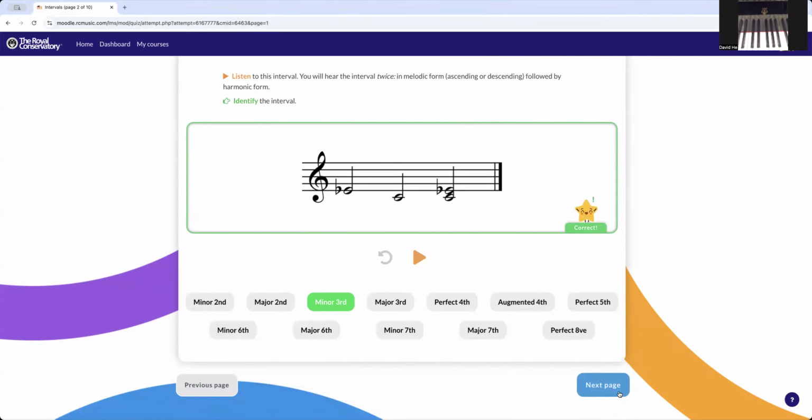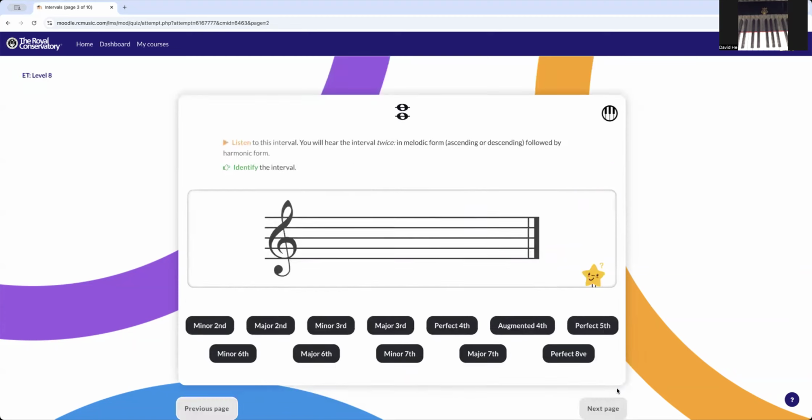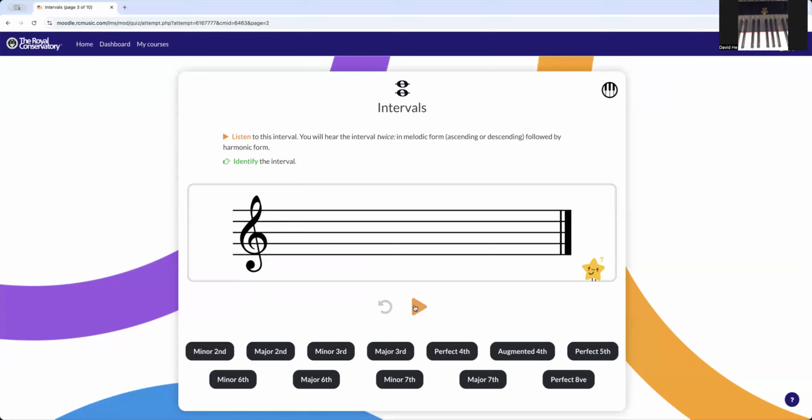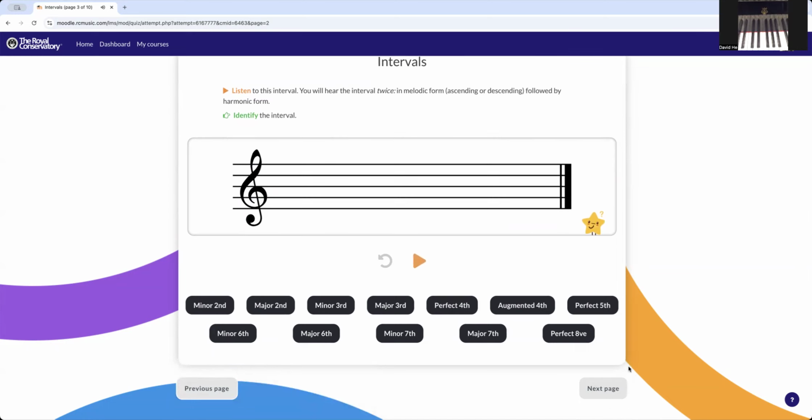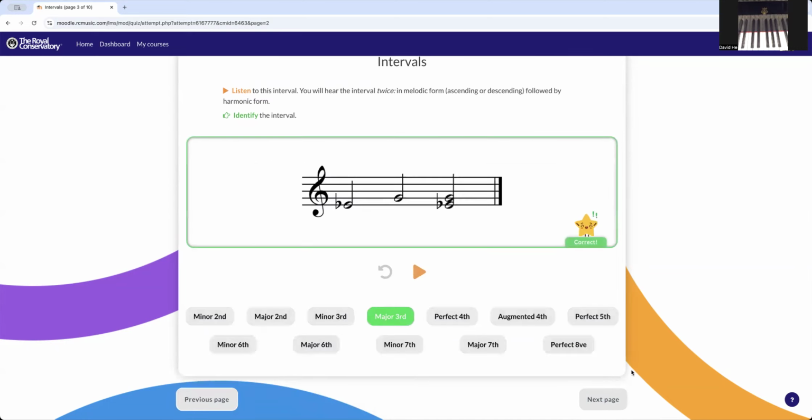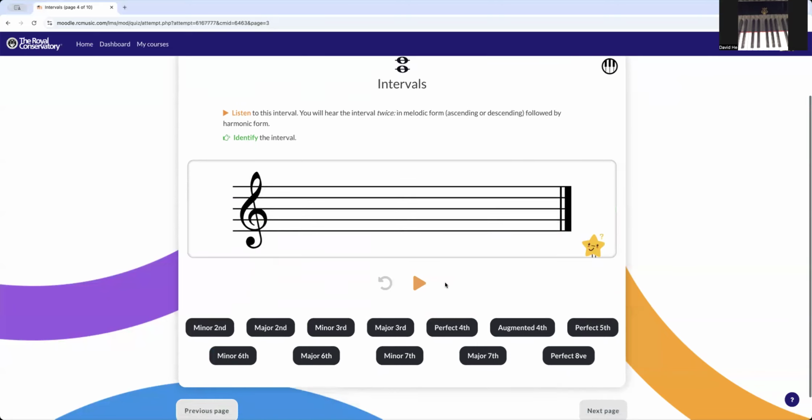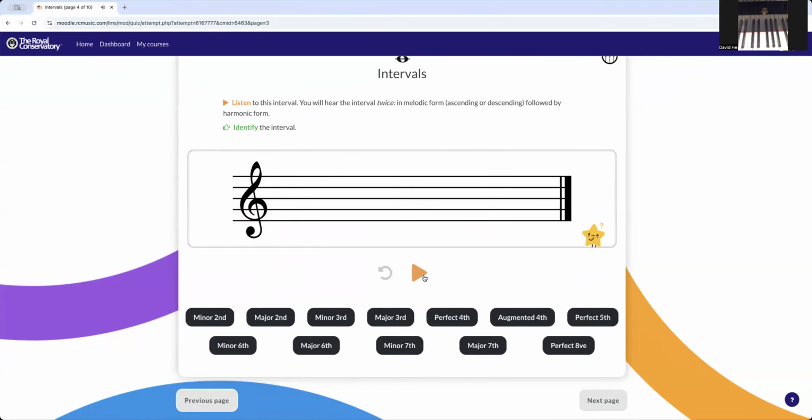Let's find if there is an augmented fourth or diminished fifth in here. Okay, let's listen to this one. No, this one is not. This one is a major third, and let's keep going to the next one. This one is a 6th. Let's keep going.